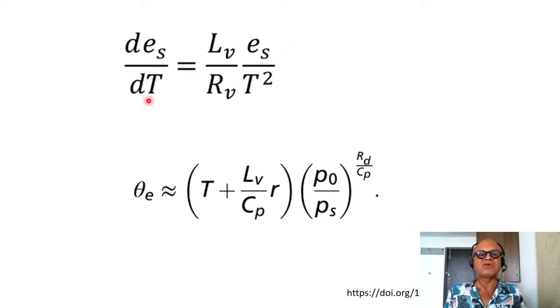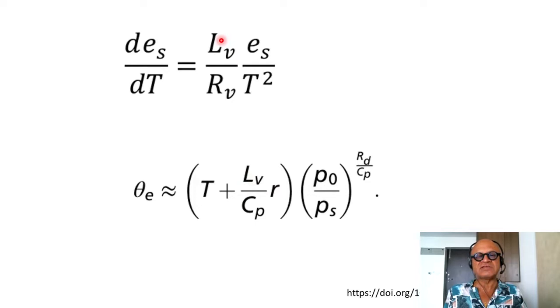So we are writing that here in terms of des/dT as LV, the latent heat of vaporization, divided by the gas constant for vapor, times es, the saturation vapor pressure, so this is where you get the exponential relation, divided by T squared. So without going through the derivatives, let's just write the approximate expression for equivalent potential temperature, which obviously is a function of the in situ temperature and humidity.